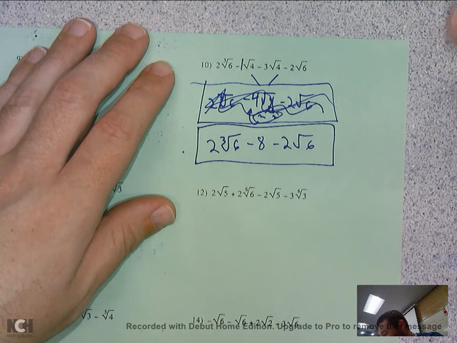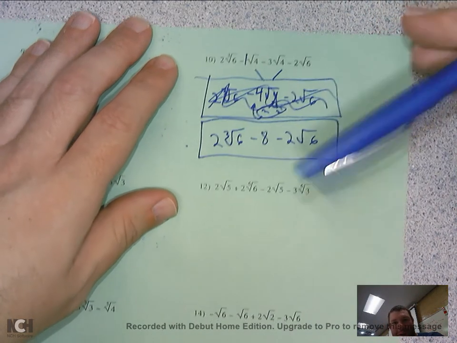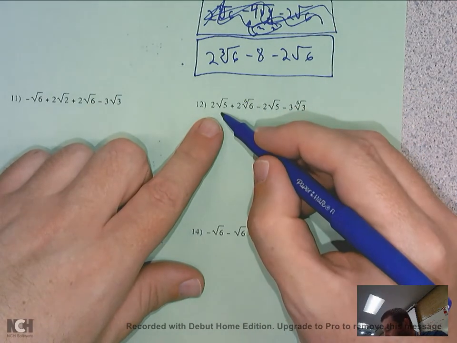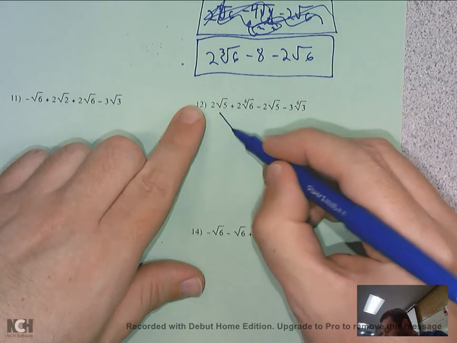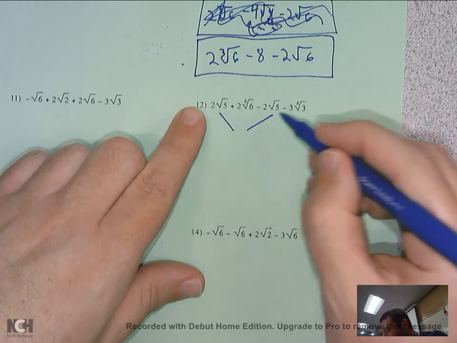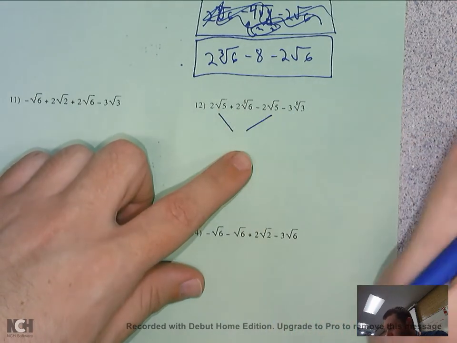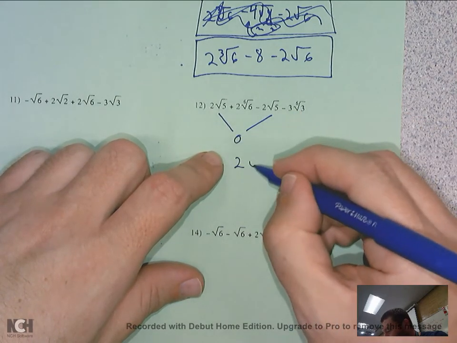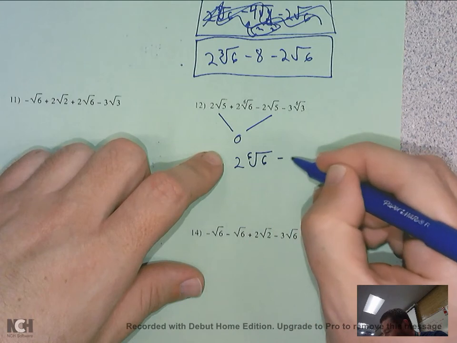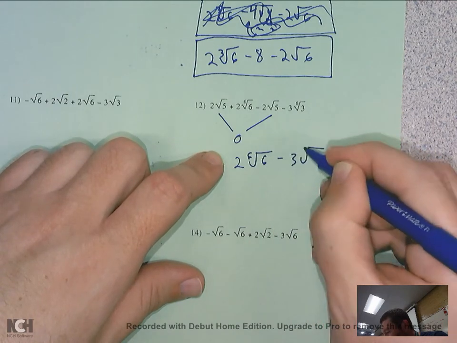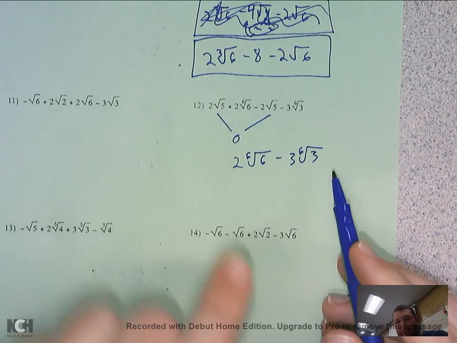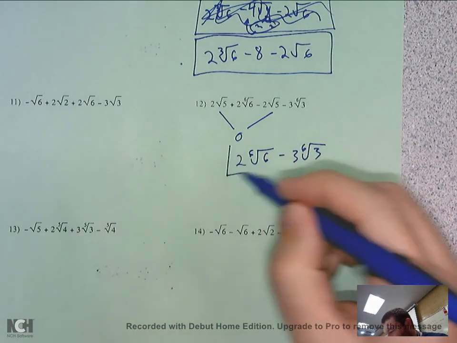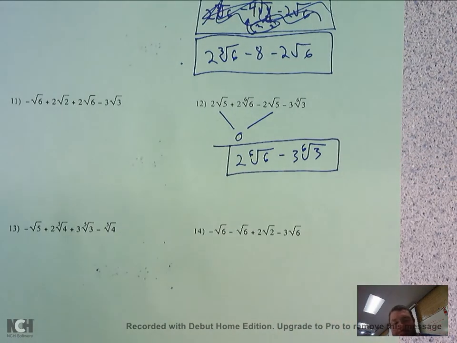Okay. Let's do one more, just to make sure we got it. So, number 12, we've got a square root of 5 and a square root of 5, so you can combine those. 2 square root of 5, negative 2 square root of 5. Those cancel out, so those go to 0. So you're just left with these other two terms. So 2 sixth root of 6 minus 3 sixth root of 3. Now again, they have the same type of root, right? But different numbers underneath, so you can't combine them. So they just stay two different terms.